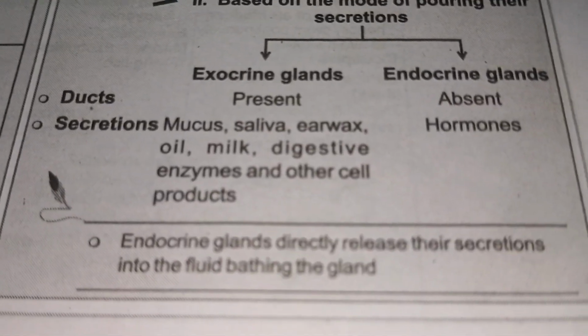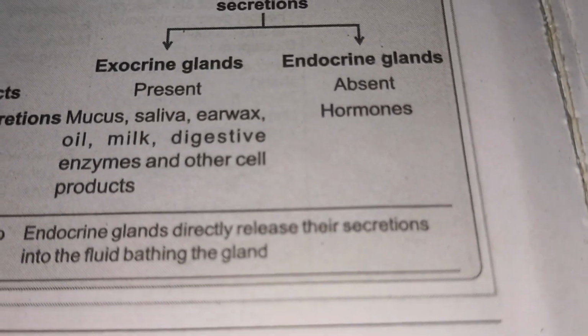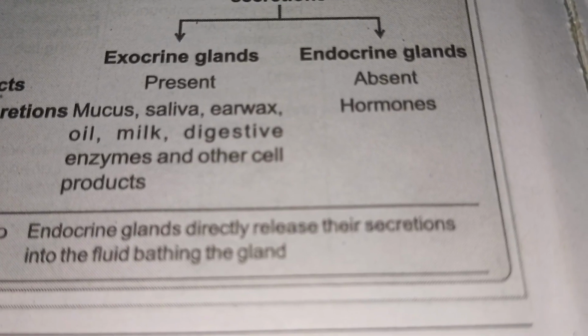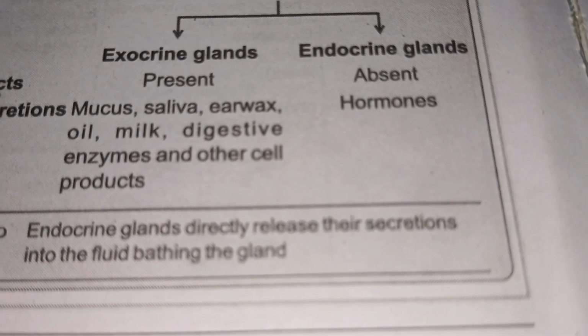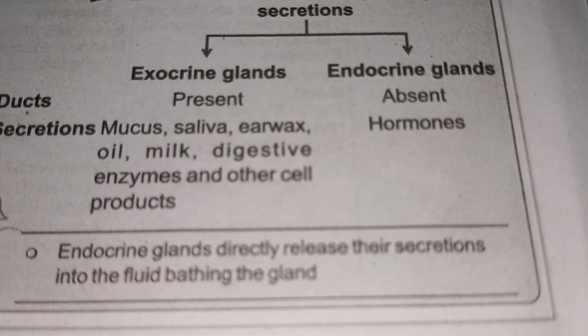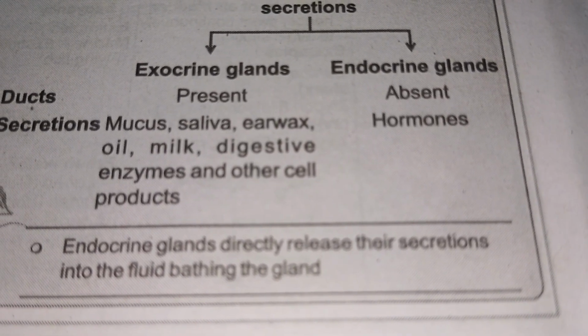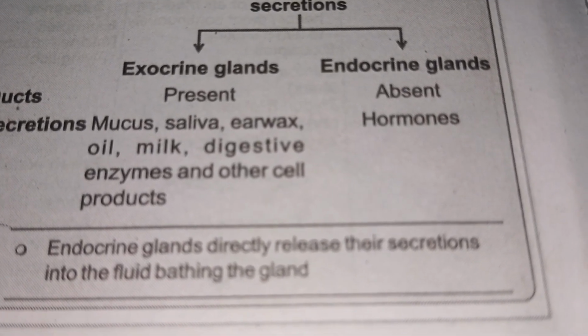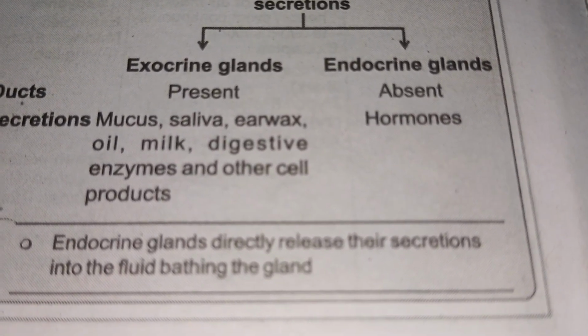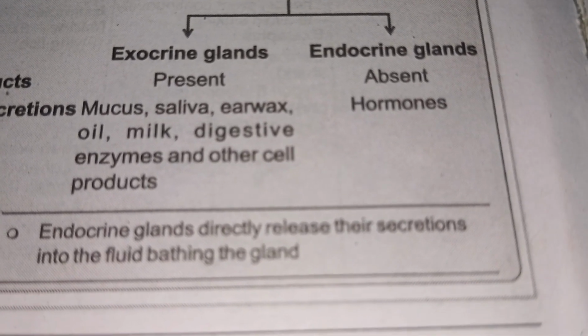Now here we can see that endocrine glands directly release their secretions into the fluid bathing the glands. Okay, means endocrine glands don't have ducts. That's why they release their secretion directly into the blood and it goes to their target parts.